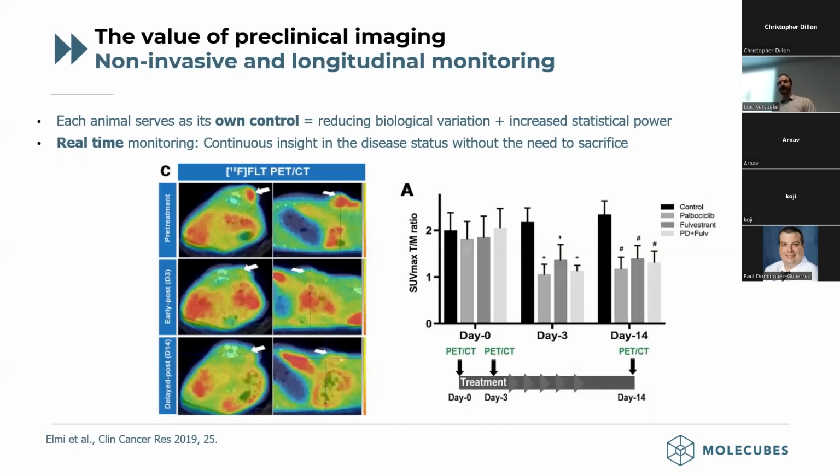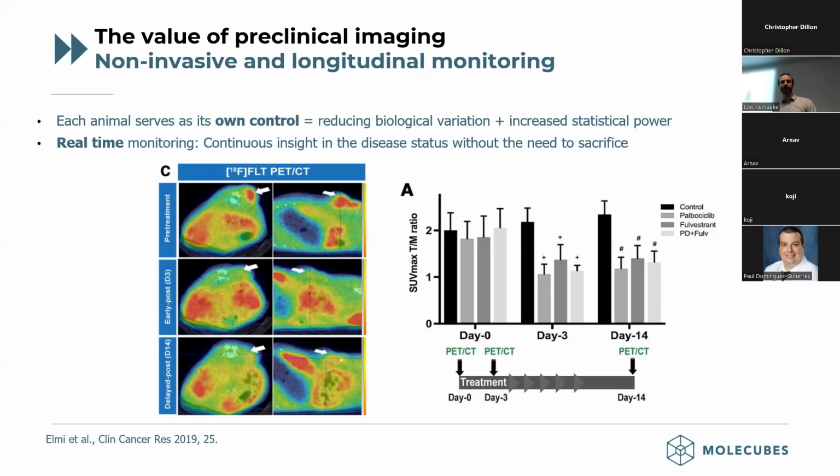In a next example, where I want to highlight the fact that you can do, of course, non-invasive and longitudinal imaging, is an example of a study where researchers wanted to predict the treatment response to the combination of two different therapies for breast cancer on an animal model.